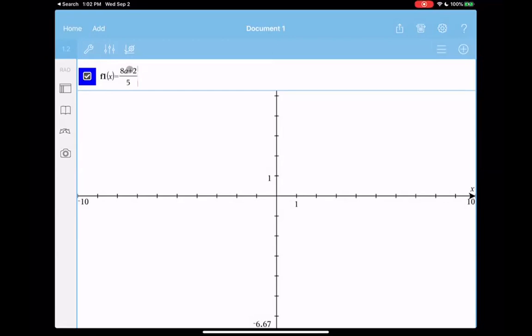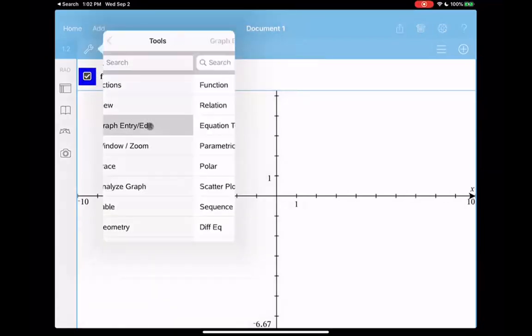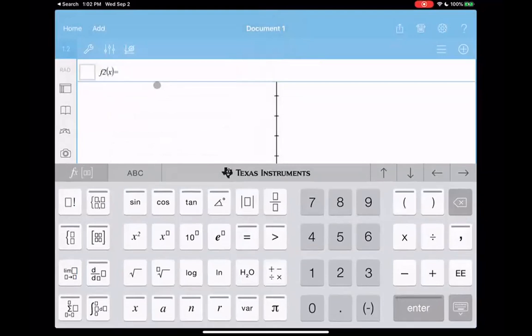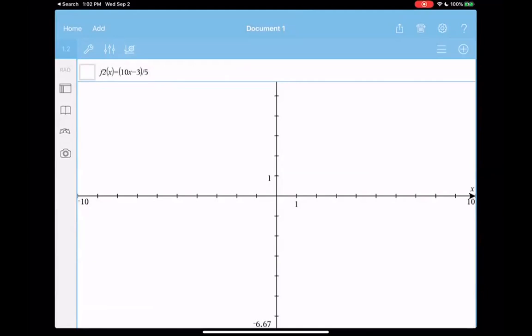No, come on. Graph entry edit function. Okay, well, it gave me a new one, but we still need to fix that first one. 10a minus 3, so 10x is what I should have typed, minus 3 over 5. And that other one needed a negative 1 anyway. So 5. Let's see if I hit enter. Enter, why are we not there? We are not behaving. Oh, there, get rid of my keyboard.